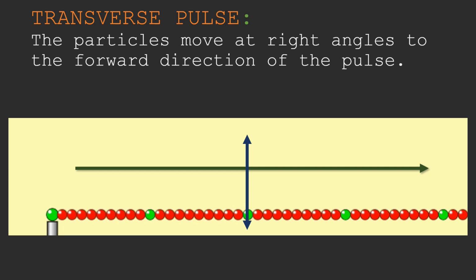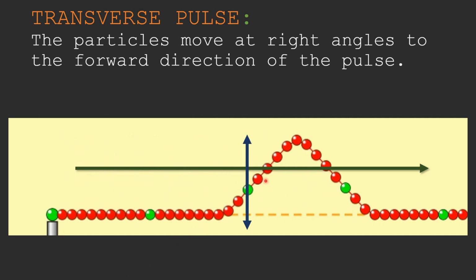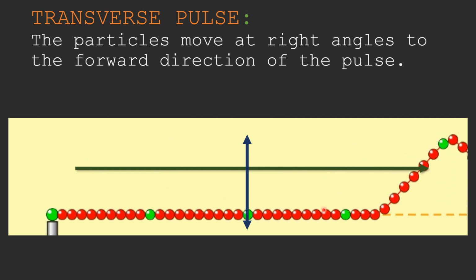Now, all of these that we've been looking at are transverse pulses. This is because the particles move at right angles to the forward direction of motion. So if you look at that, you can see then the wave is moving in that direction and the particles are moving up and down.